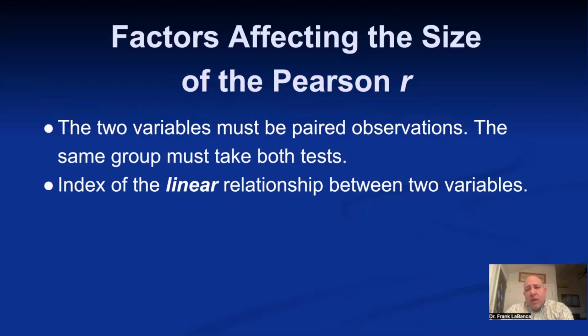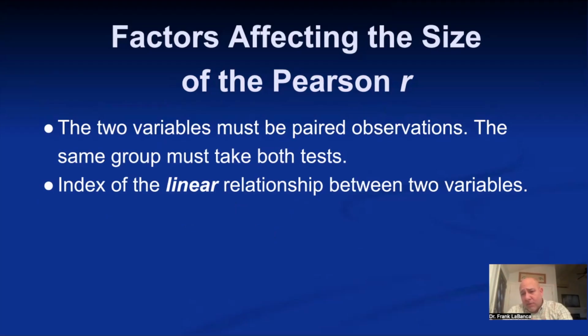Okay, factors that you must take into consideration when you do this. The two variables must be paired with each other. So the same individual has to take both tests or assessments or whatever you're using to measure the two. And the Pearson relationship is looking at a linear relationship between the two variables.